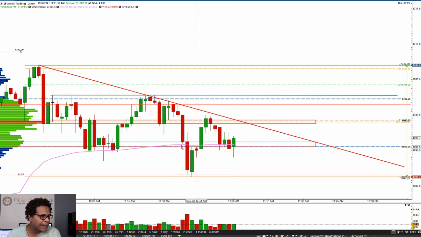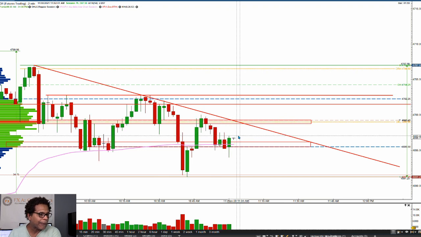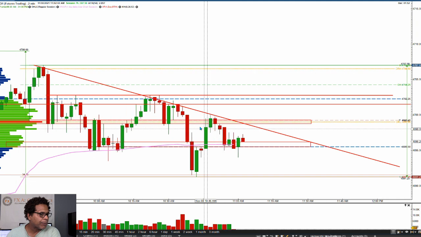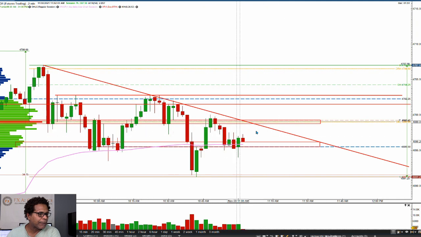I'm going to wait. I just got out of the market. I don't want to be in and out. It is a good setup, but I just got out of the market, so I'm going to wait and see what it's doing here, pretty much see what the day is looking like. All right.